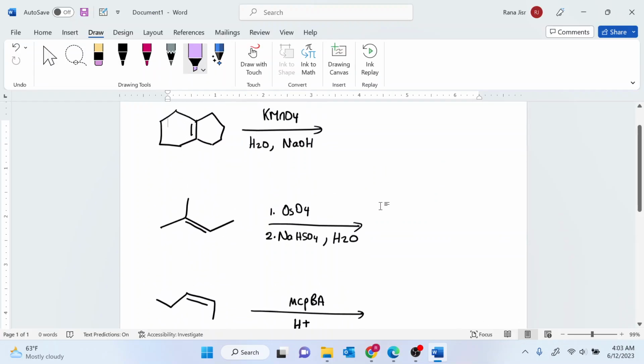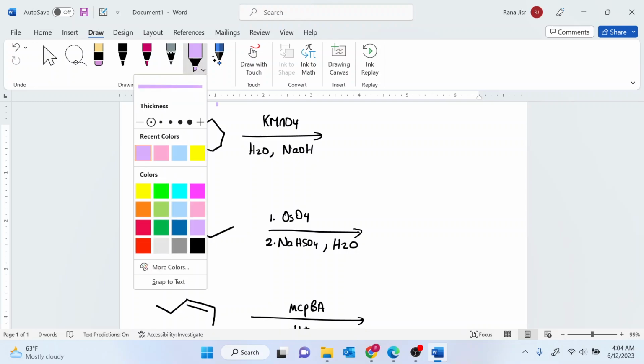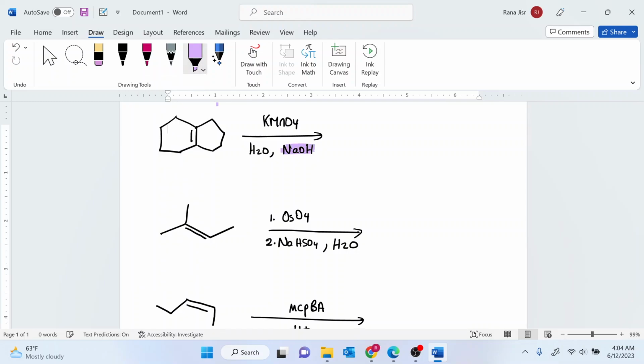Now let's go ahead and do a couple of examples. You have first to be familiar with these reagents. KMnO4 is a strong oxidizing agent, and when it's coupled with sodium hydroxide, you are going to add cis diols. Sodium hydroxide is a must for the cis diols. If the sodium hydroxide is not there, this is going to be a completely different reaction that we're going to talk about as we proceed.